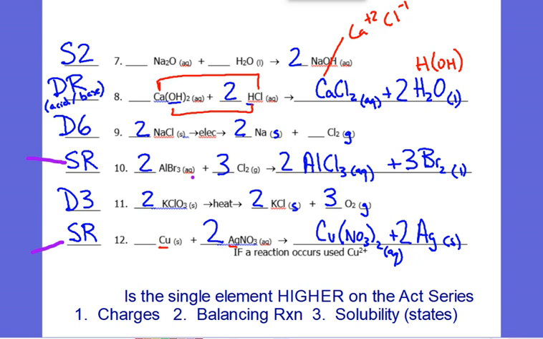And then in number 10, since chlorine's a non-metal, I'm going to compare it to bromine, because bromine's the non-metal. Let's put another I in there. So with single replacements, you go to the activity series. If the element's higher, then it can replace it. And then you go through the whole charges, balancing, solubility.